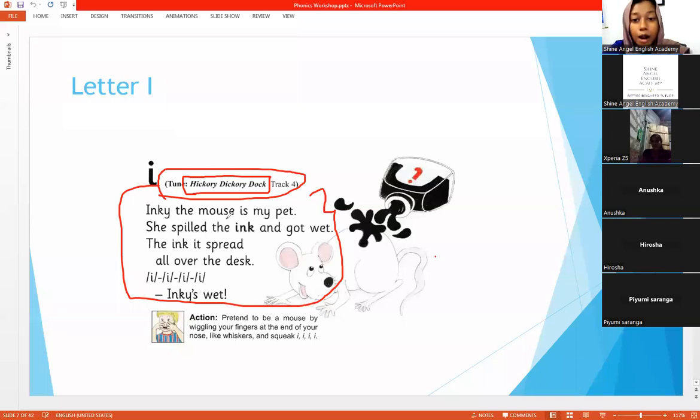Here's Inky, the mouse is my pet. She spilled the ink and got wet. The ink is spread all over the desk. Now for introducing the sound, we are talking about the mice. So you are going to take your fingers and say E, E, E, E, E. That is how you say it.